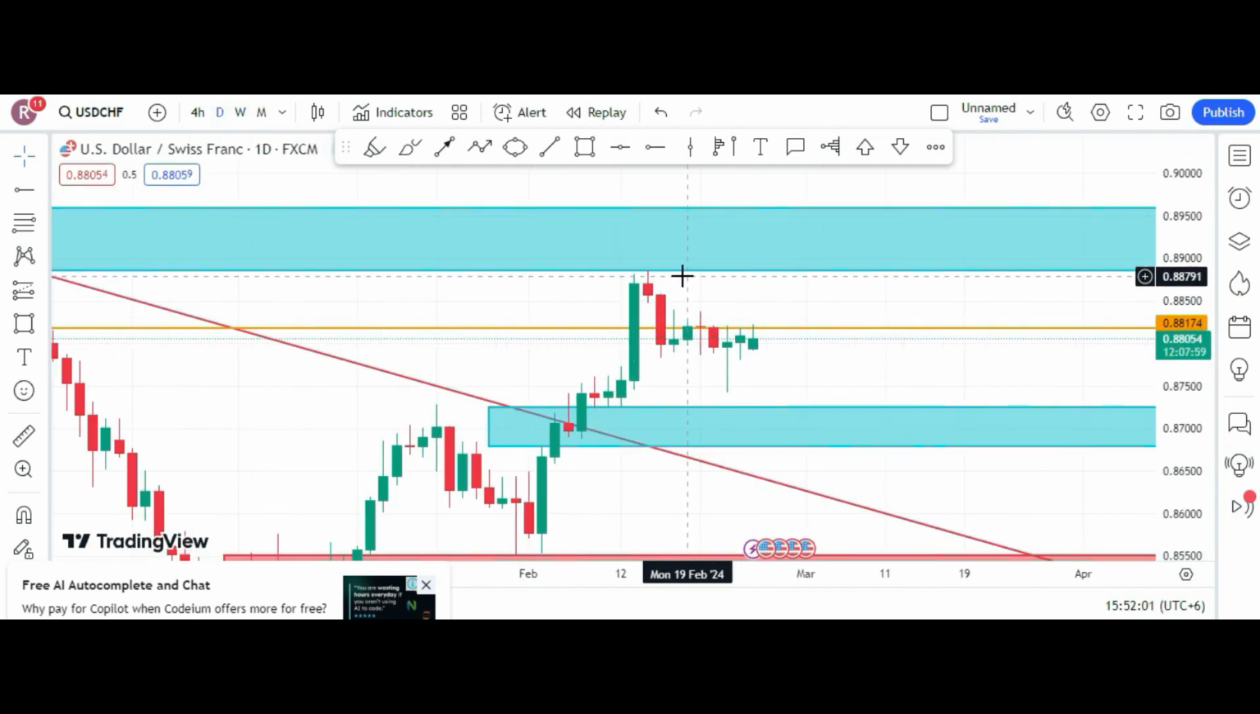Now you guys can see more clearly that in daily it is not doing anything. 1, 2, 3, 4, 5, 6, 7, 8 days it is not doing anything at all, nothing. It's just moving around.